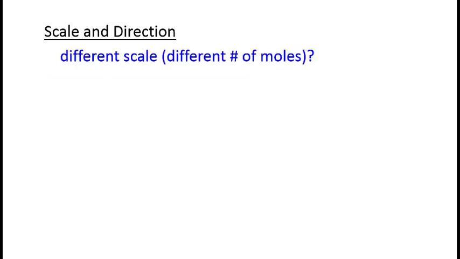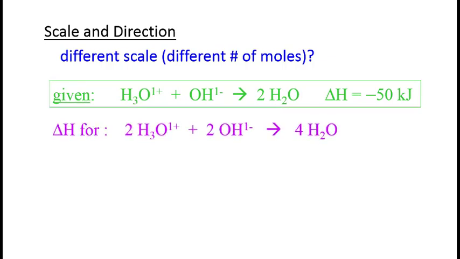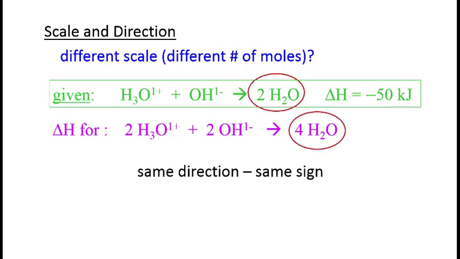We can also find delta H if the reaction is run on a different scale. Again, we have our given reaction. Now we want to find delta H for this reaction. First, we notice that water is the product in both reactions. So they are in the same direction. They will have the same sign.